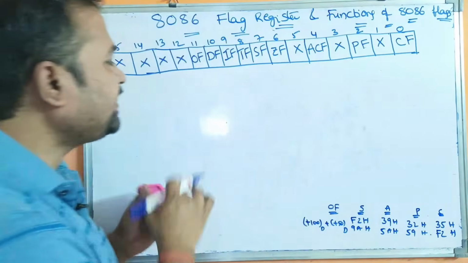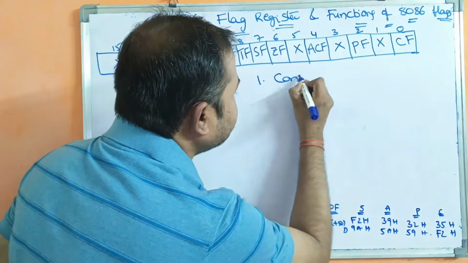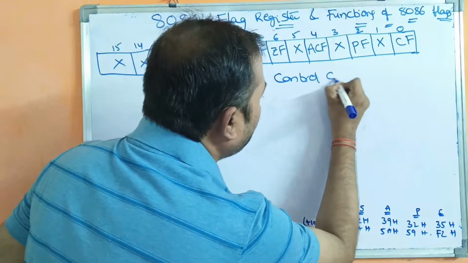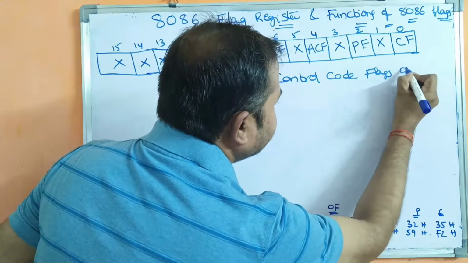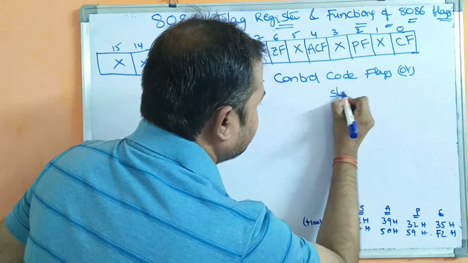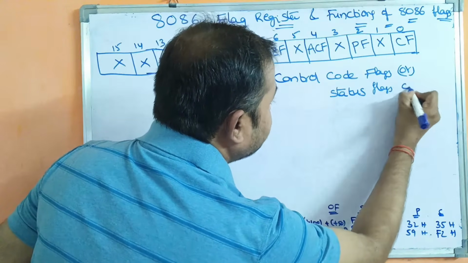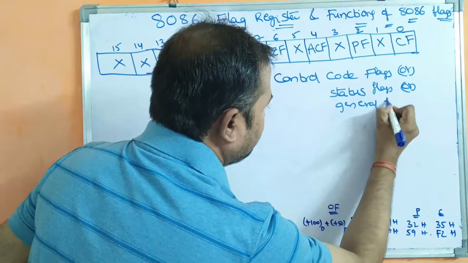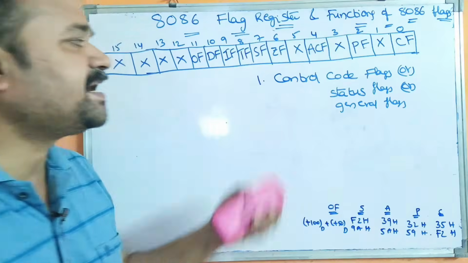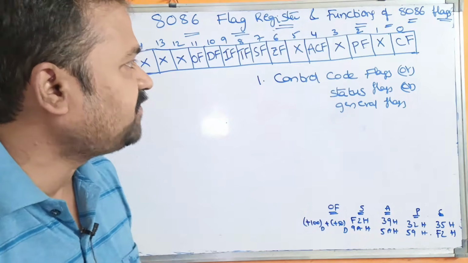We can classify the flags into two types. The first type is control code flags, or we can also call them status flags, or general flags. So let us see about control code flags, or status flags, or general flags.